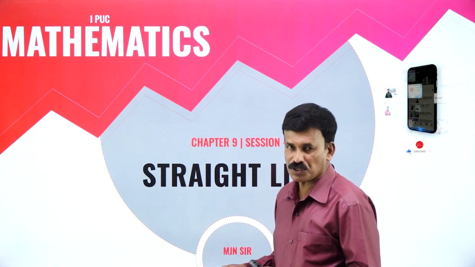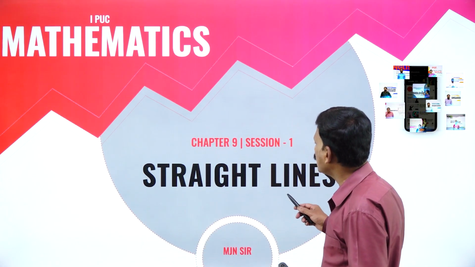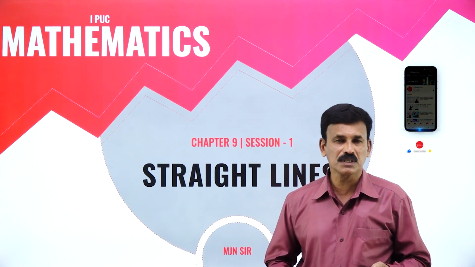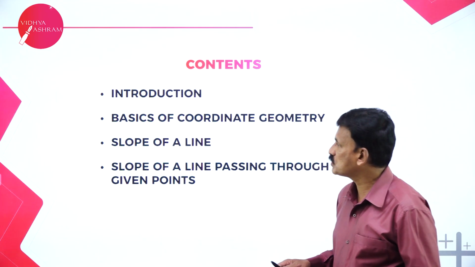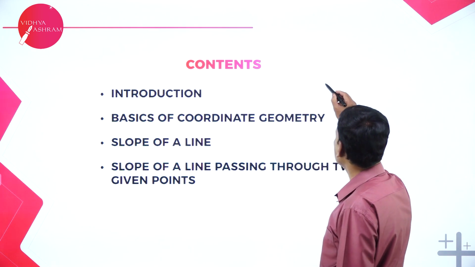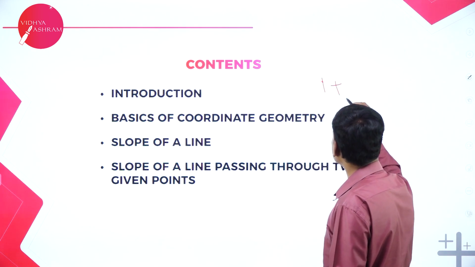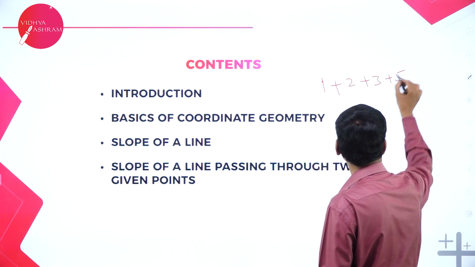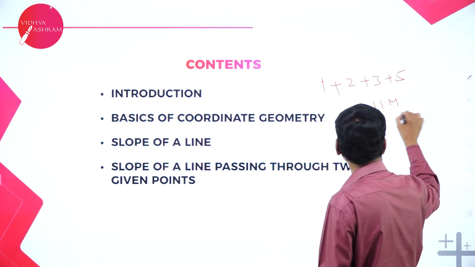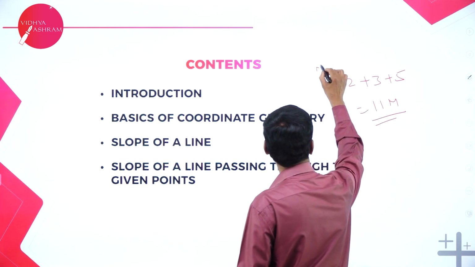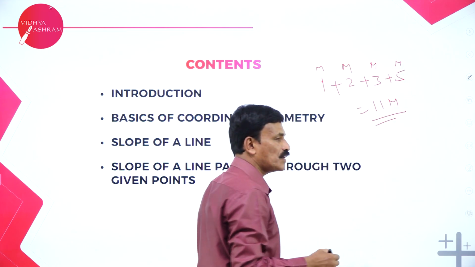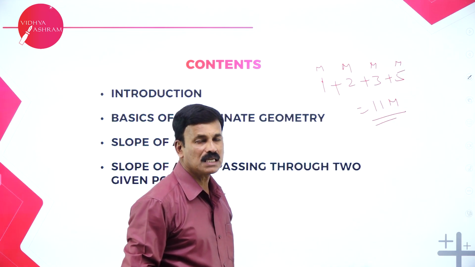Today in this session I am going to take a very interesting new chapter, that is Chapter 9, Straight Lines. Before going to the exact chapter, let us know the weightage for this chapter. You will get one 1 mark question, one 2 marks question, one 3 marks question, one 5 marks question. So 5 plus 3 is 8, plus 2 is 10, plus 1 is 11 marks from this.